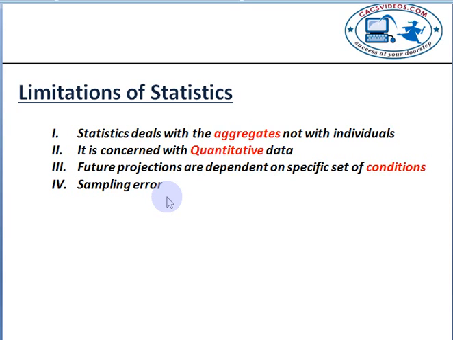That rule has to be followed. So this is the final limitation of statistics, that is sampling error.